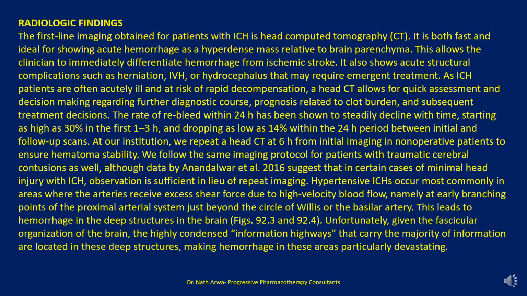We will now progress to the radiologic findings. The first-line imaging obtained for patients with intracerebral hemorrhage is head computed tomography, abbreviated as CT. It is both fast and ideal for showing acute hemorrhage as a hyperdense mass relative to brain parenchyma. This allows the clinician to immediately differentiate hemorrhage from ischemic stroke. It also shows acute structural complications such as herniation, intraventricular hemorrhage, or hydrocephalus that may require emergent treatment.